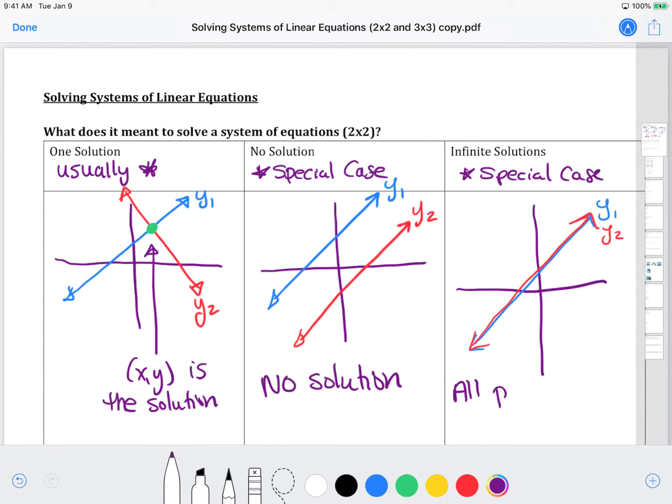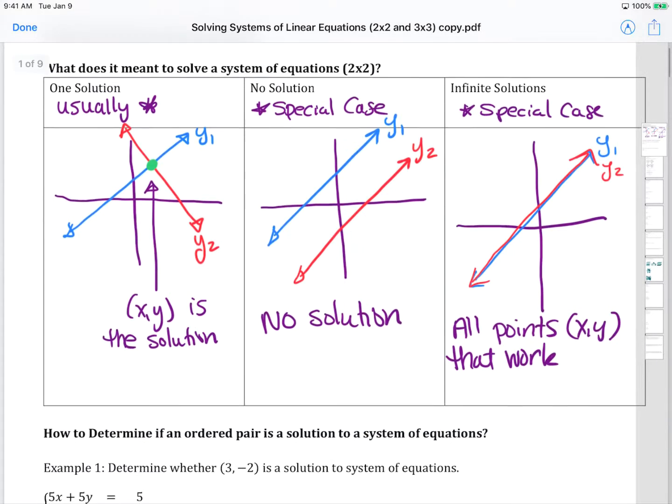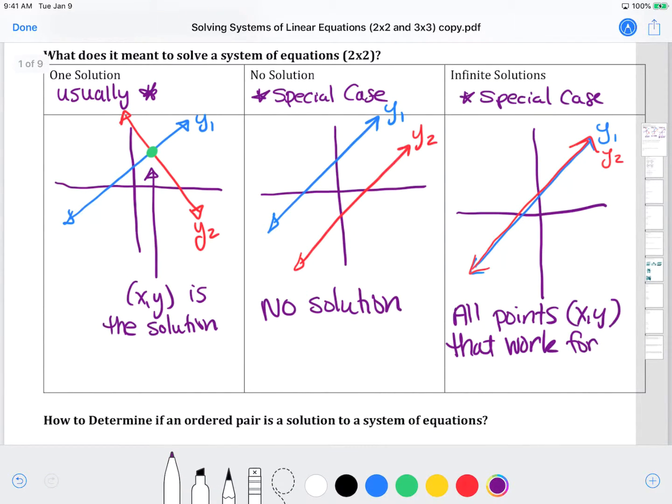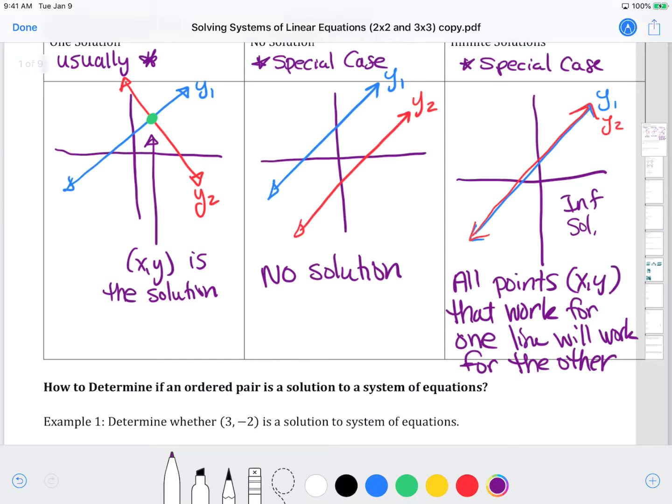So all points x, y that work for one line will work for the other. This is called infinite solutions, because any point that lies on this line will work for both lines. So any of those points on that line, there's an infinite number of solutions.